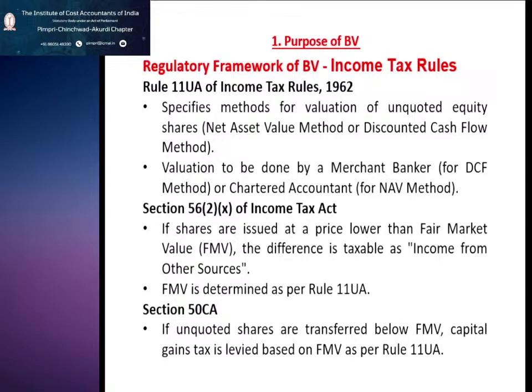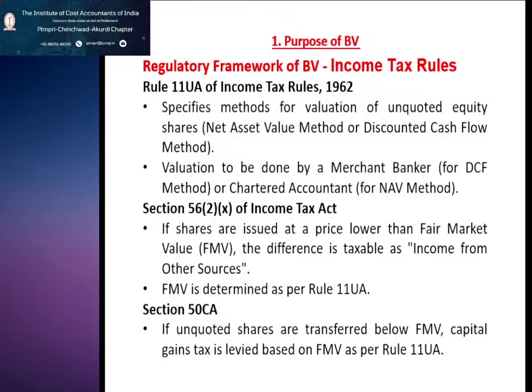Then comes Section 56(2)(x) of the Income Tax Act. If shares are issued at a price lower than the fair market value (FMV), the difference is taxable as income from other sources. For this purpose, FMV is determined as per Rule 11UA, which is mentioned above. So this section 56 determines the income from other sources.